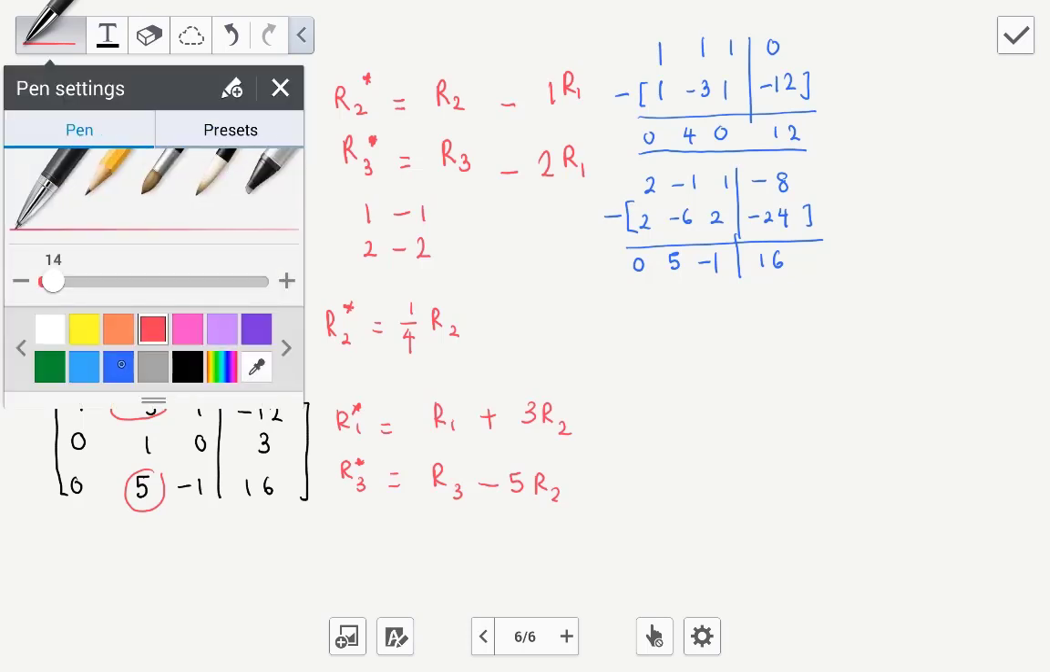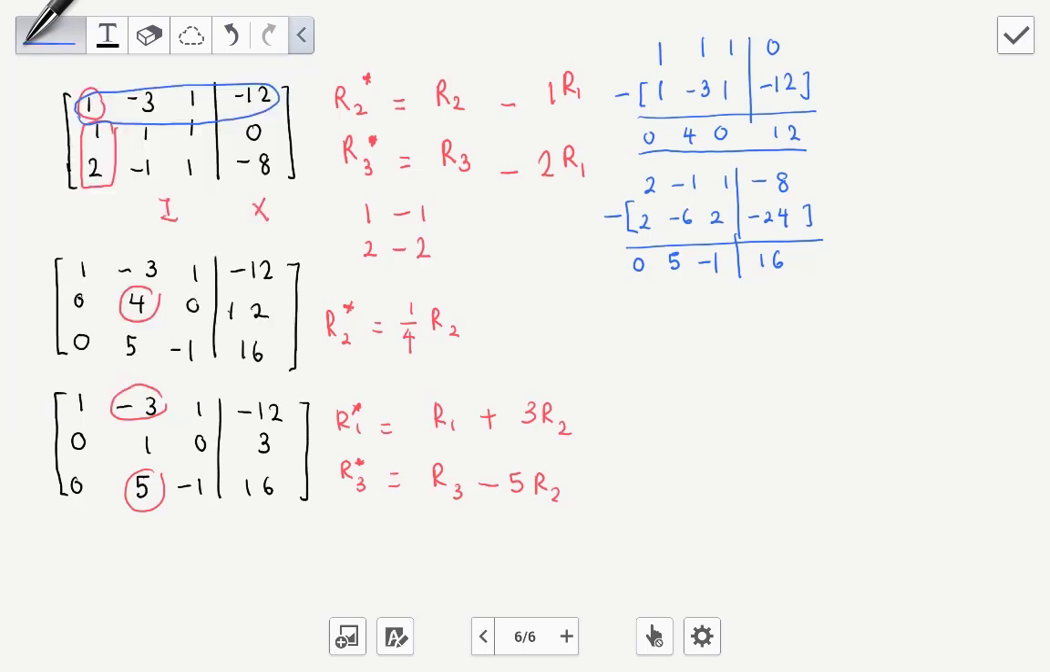Okay, so let's do the operation. Row 1 plus 3 times row 2. Let's copy row 1: 1, negative 3, 1, negative 12. We're going to plus with 3 times row 2. 3 times row 2 is 0, 3, 0, 9. So when we plus, we will get 1, 0, 1. Negative 12 plus 9 will give us negative 3.